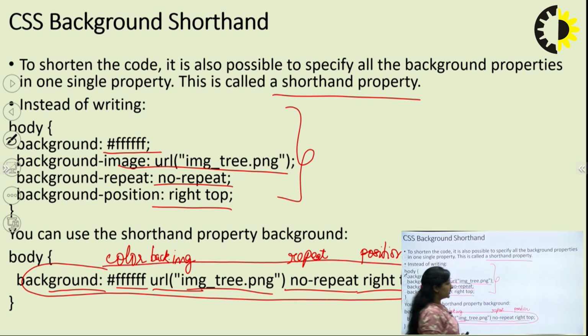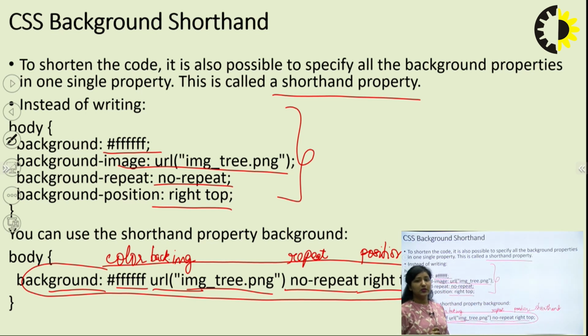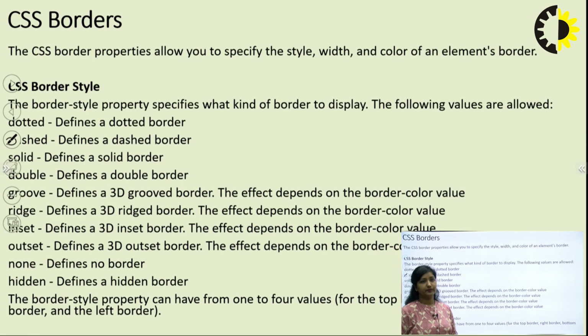This method of writing in a single line is known as a shorthand property. So this particular property is used for defining the shorthands.